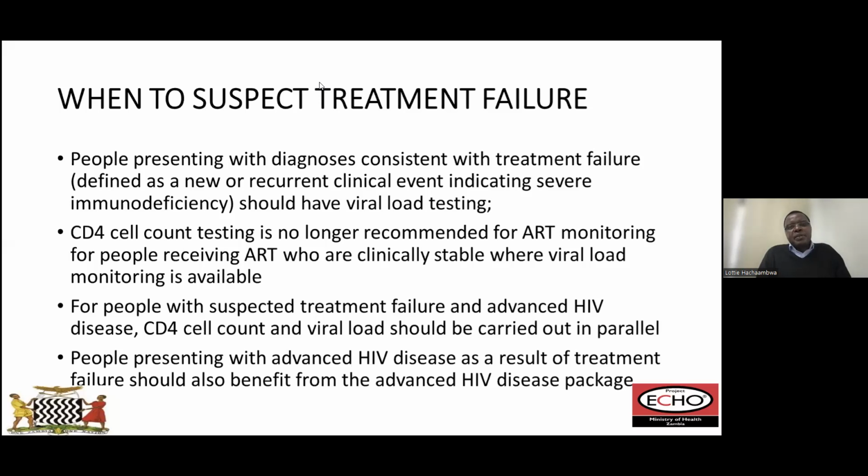Someone could present with an opportunistic infection, either a new or recurrent event, indicating either stage 3 or stage 4 disease. There are some conditions for which even a stage 3 is sufficient to suggest that there could be treatment failure. But generally, all those stage 4 conditions should prompt viral load testing. Even though they're not due for their annual viral load, if someone presents with cryptococcal meningitis, for example, or any stage 4 disease, they should be evaluated for treatment failure.